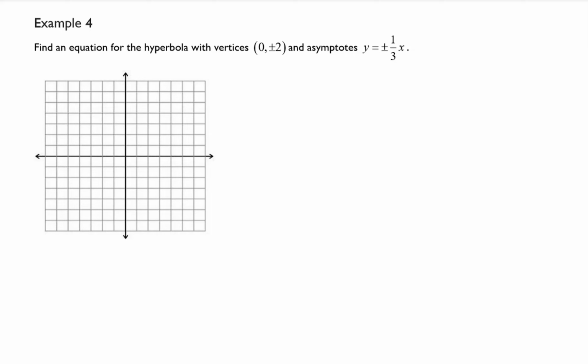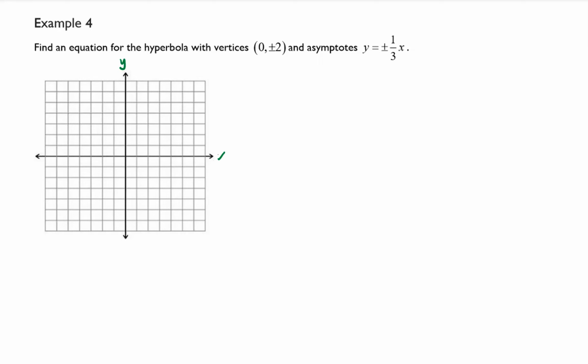Welcome back. Example 4 says find an equation for the hyperbola with vertices located at (0, ±2) and asymptotes y equals ±1/3 x. So before we jump into finding the equation, let's plot some of this information on our graph here.